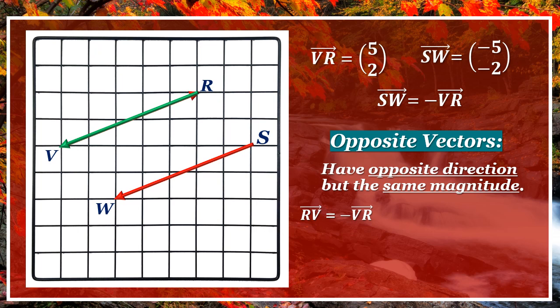So we need to do the opposite, which is the negative of 5, 2. And then we're going to distribute that negative sign on the inside. The 5 gets the negative and the 2 gets the negative.